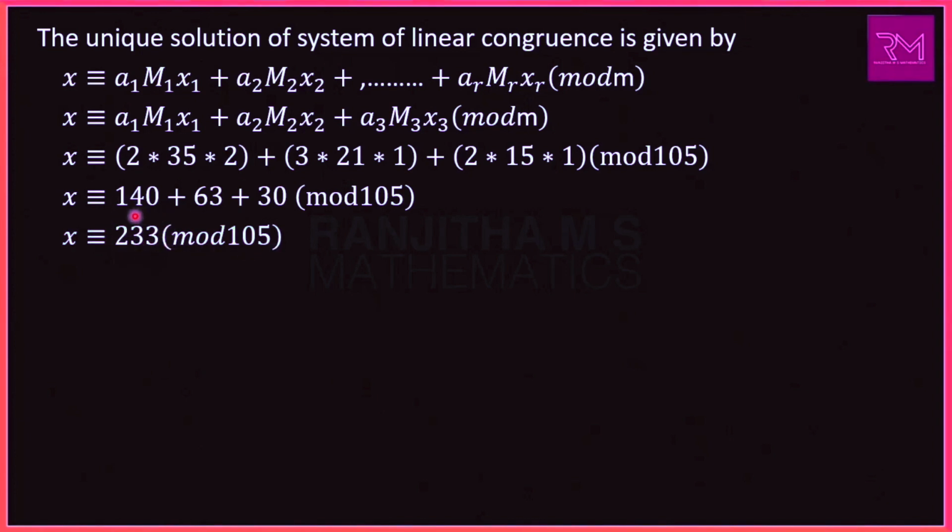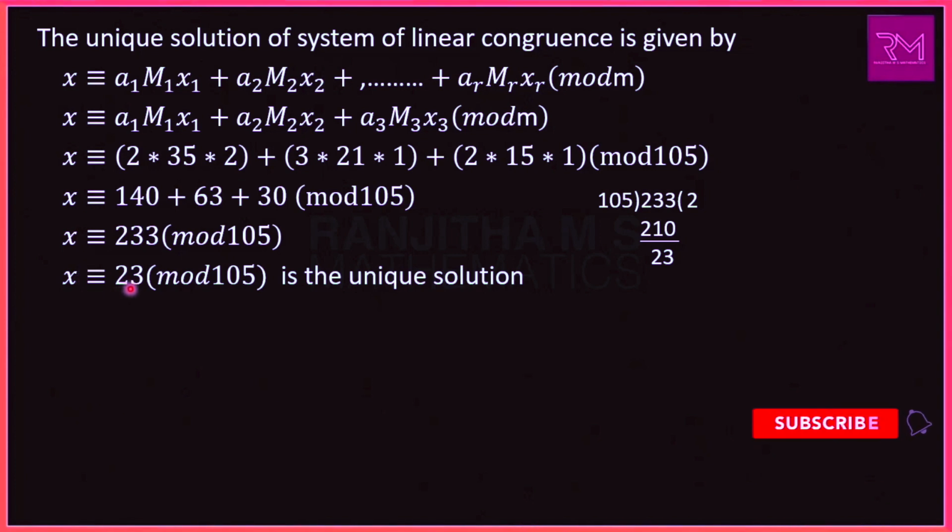But this value is greater, so we have to reduce it to a lesser value. For that, we divide 233 by 105 and take the smaller remainder. 105 into 2 is 210. Next, we subtract 210 from 233 and get 23 as the remainder, which is a lesser value. So in place of 233 we can take 23, because 233 is congruent to 23 mod 105. Therefore, x congruent to 23 mod 105 is the unique solution for the given system of linear congruences. This completes the problem.